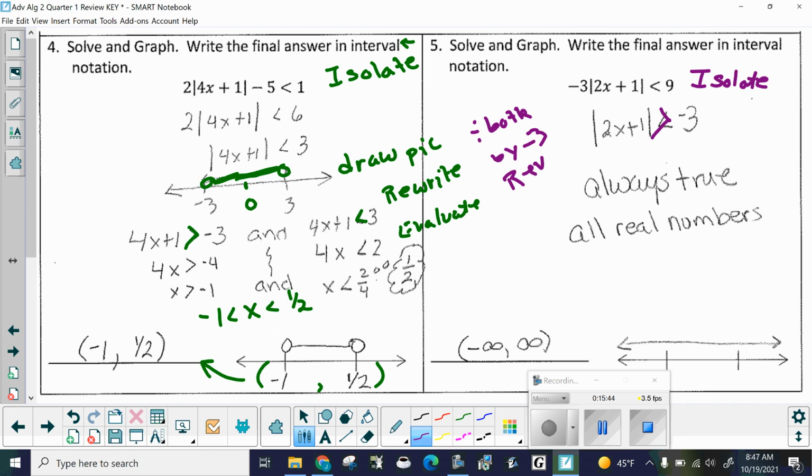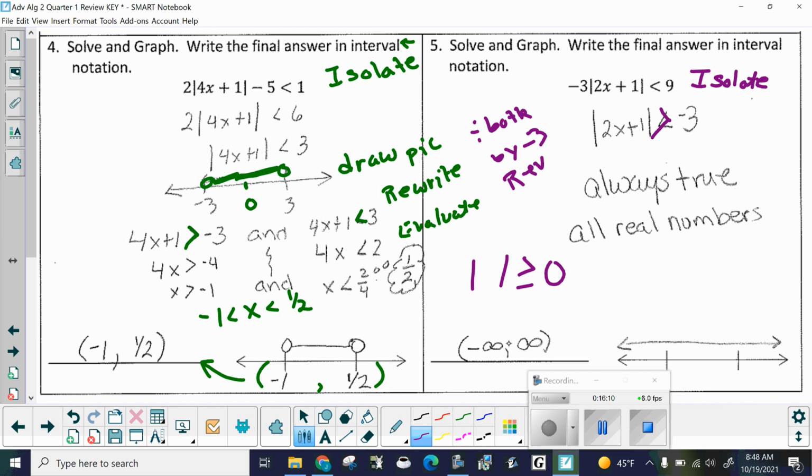Now I have the absolute value is greater than -3. Well, absolute value is your distance from 0. So any absolute value is always greater than or equal to 0. So if I'm saying that it's greater than -3, this will always be true, which also means it's all real numbers. A number of ways to indicate that.